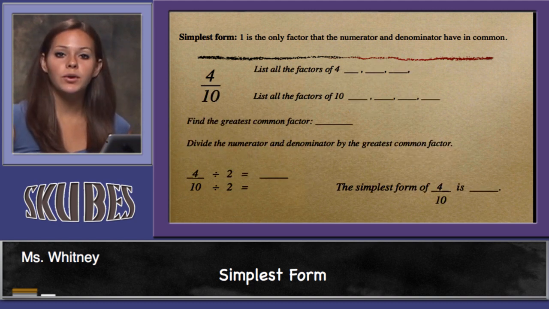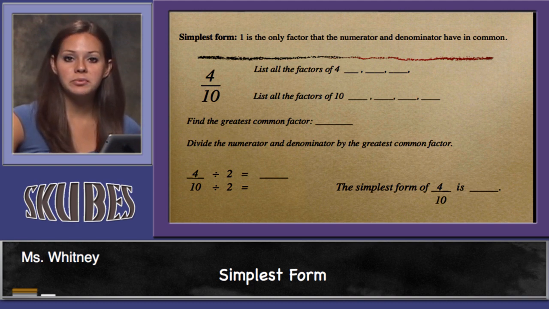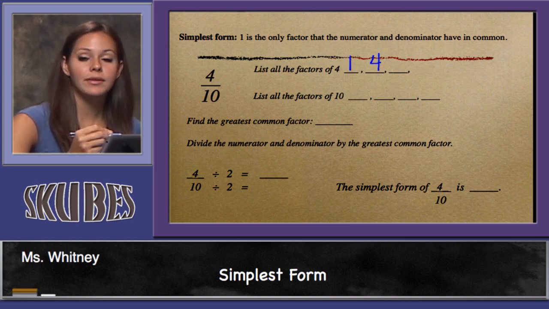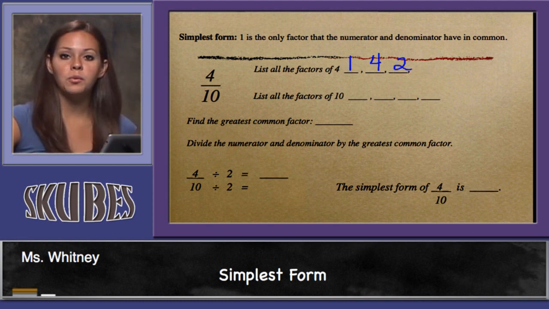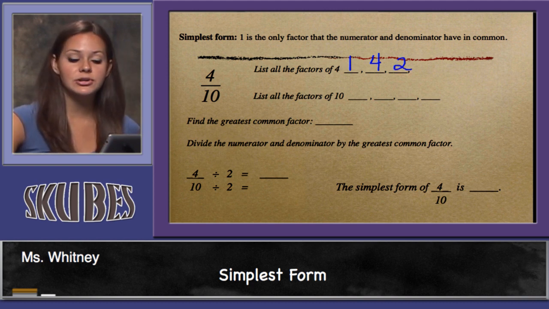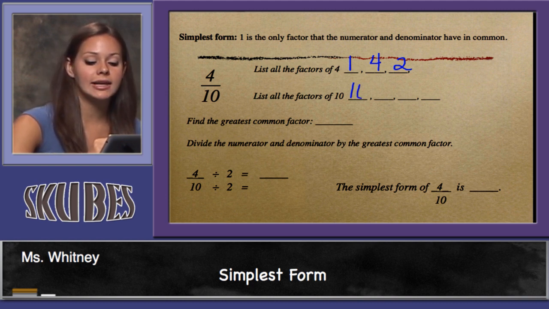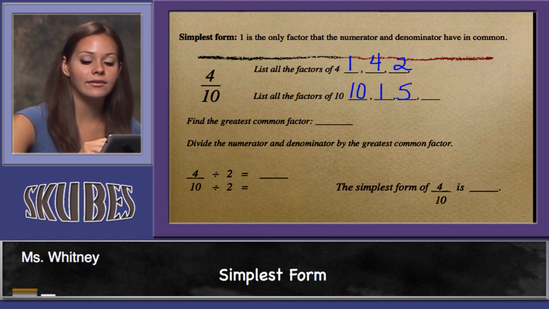Let's take a look at 4/10. First, we'll list all the factors of the numerator, 4. I can multiply 1 times 4 to get 4, and 2 times 2. So the factors of 4 are 1, 4, and 2. List all the factors of 10. I can multiply 10 times 1 to get 10, and 5 times 2.